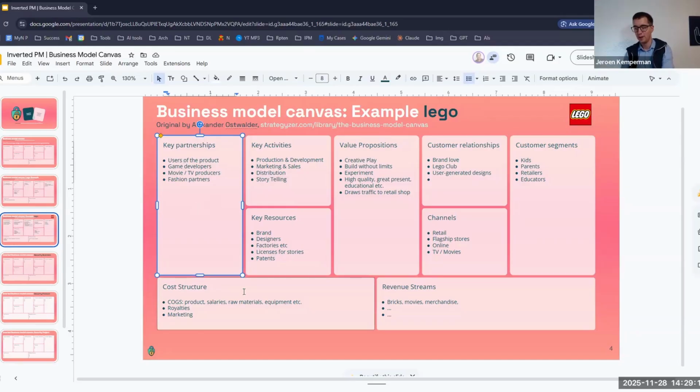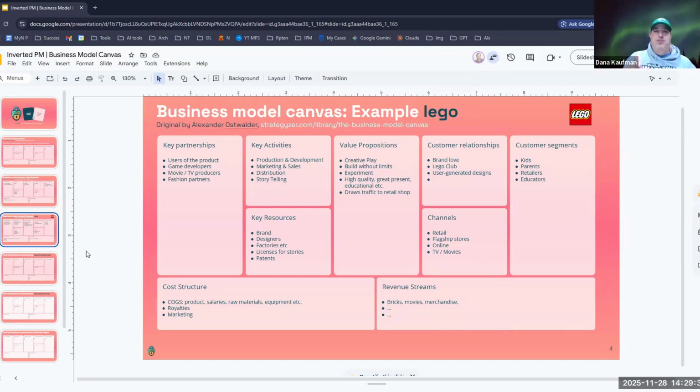And cost is cost of goods sold, royalties, marketing, and then revenue streams is, of course, the bricks that they sell, movies, merchandise. The fashion industry, there's lots of Lego fashion coming out now. So it's actually much bigger than I thought when I started doing this business model canvas for Lego. More stuff came up when I started researching it than I realized.